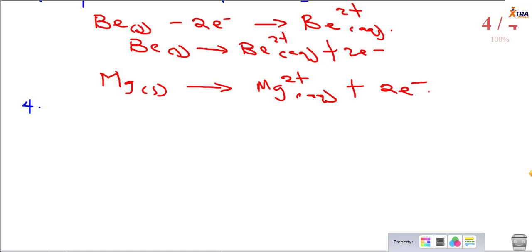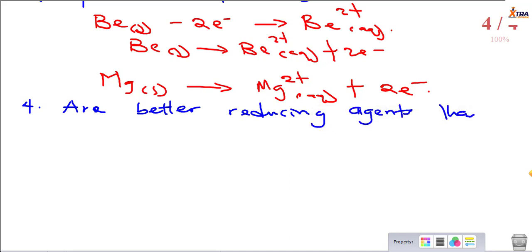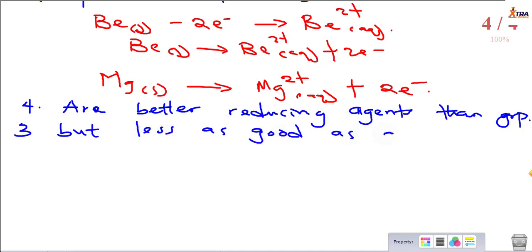So what can we say? We say that group 2 elements are good reducing agents, or are better reducing agents than group 3, and you understand why that is. Permit me to write that in shorthand. But less as good as group 1. So you understand this now. They're better reducing agents than group 3 because they can easily lose 2 electrons compared to group 3, which wants to lose 3. But they are less as good as group 1, right?